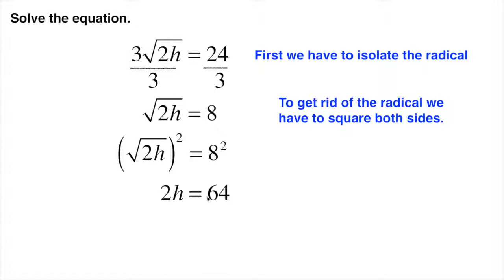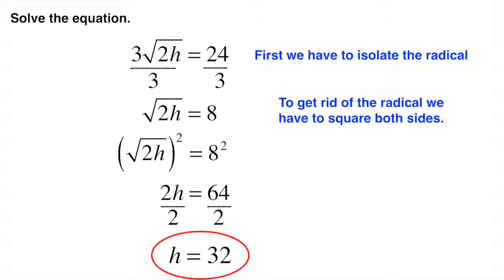I'm solving this one just like a normal equation at this point. I want to find out what h is, so I need to get rid of this 2. This is 2 times h. That means I'm going to divide by 2. Then I find out that h equals 32.